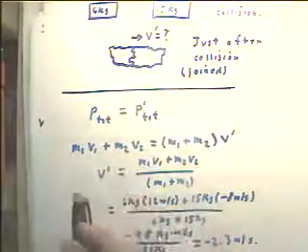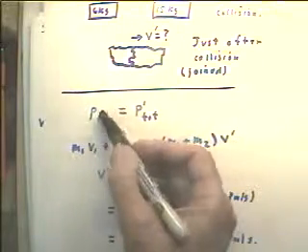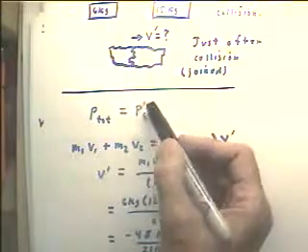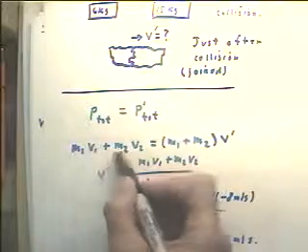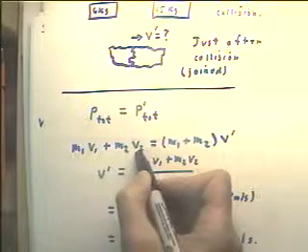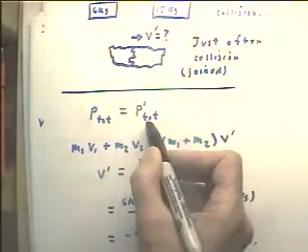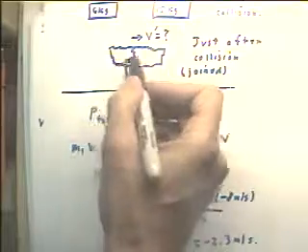We want to find that common final velocity. We first note that the total momentum before collision, P total, is equal to the total momentum after collision, P prime total, which tells us that the total momentum m1v1 plus m2v2 before collision is equal to the total momentum after collision. Now, after collision, we have the two masses joined. They have mass m1 plus m2.